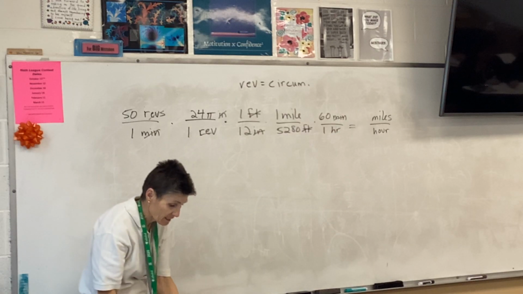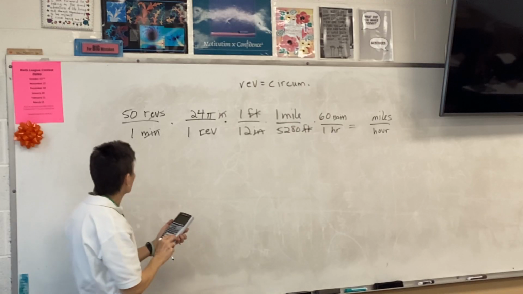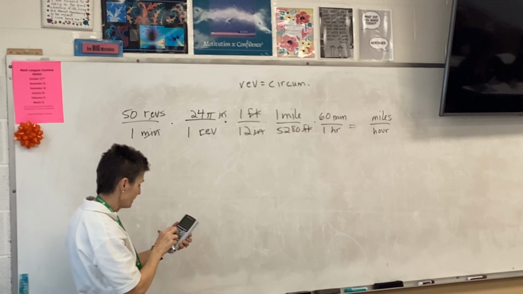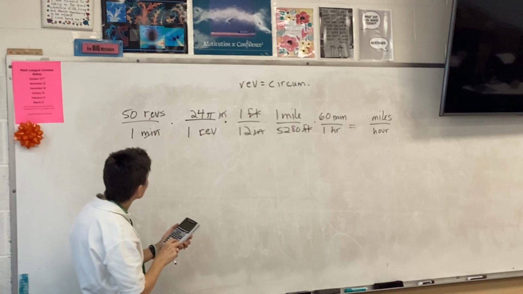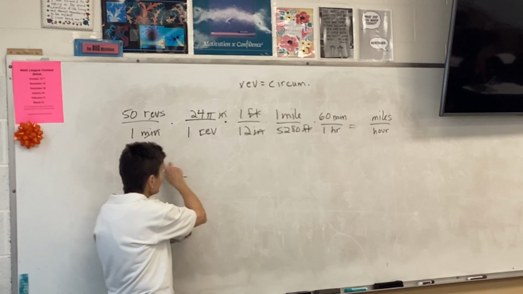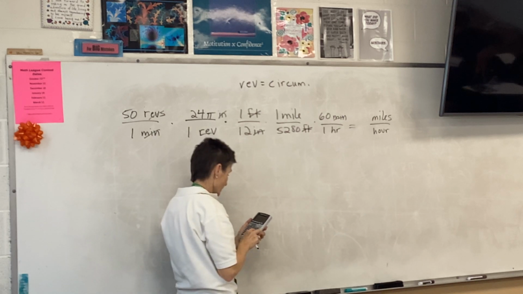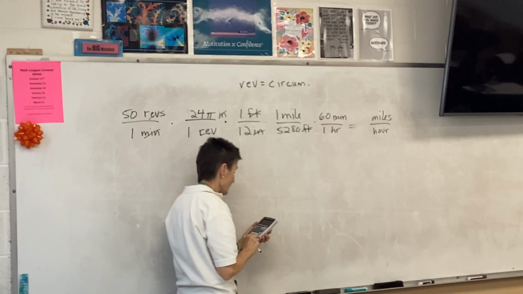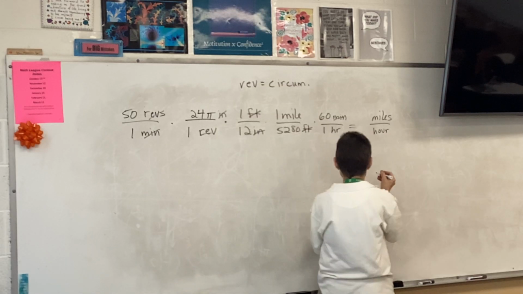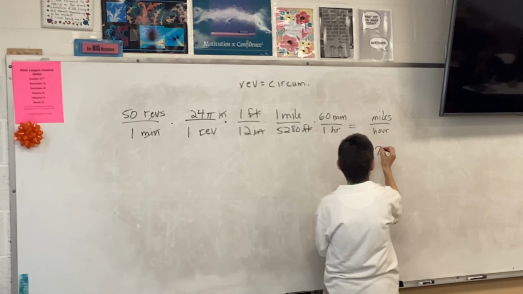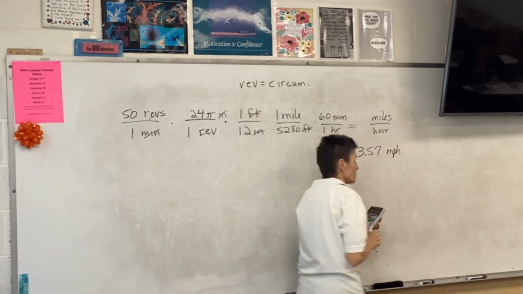And then I'm carefully gonna type that in to get my answer. So 50 times 24 pi times 60 divided by 12 divided by 5,280. I only got 3.57 miles per hour. It's a bicycle speed, so just a slow biker.